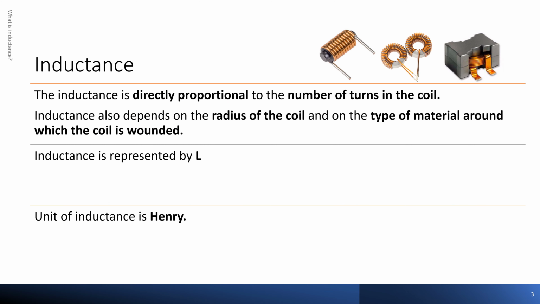Inductance is directly proportional to the number of turns in the coil. Also, it depends upon the radius of the coil and the type of material around which the coil is wound. That is, the value of inductance depends on the number of turns, so that is how many times you have wound it, and also the radius of the coil, and the type of material on which the coil is wound. The inductance is represented by capital L, and the unit of inductance is Henry.